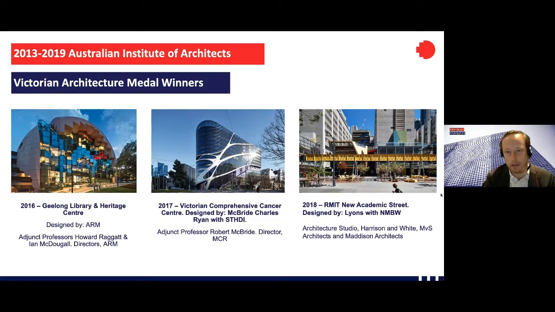And again, some more award winners from alumni from RMIT, including the New Academic Street, which is one of the major campus buildings that are just over the road from where we're based in the centre of Melbourne. Next slide, please.